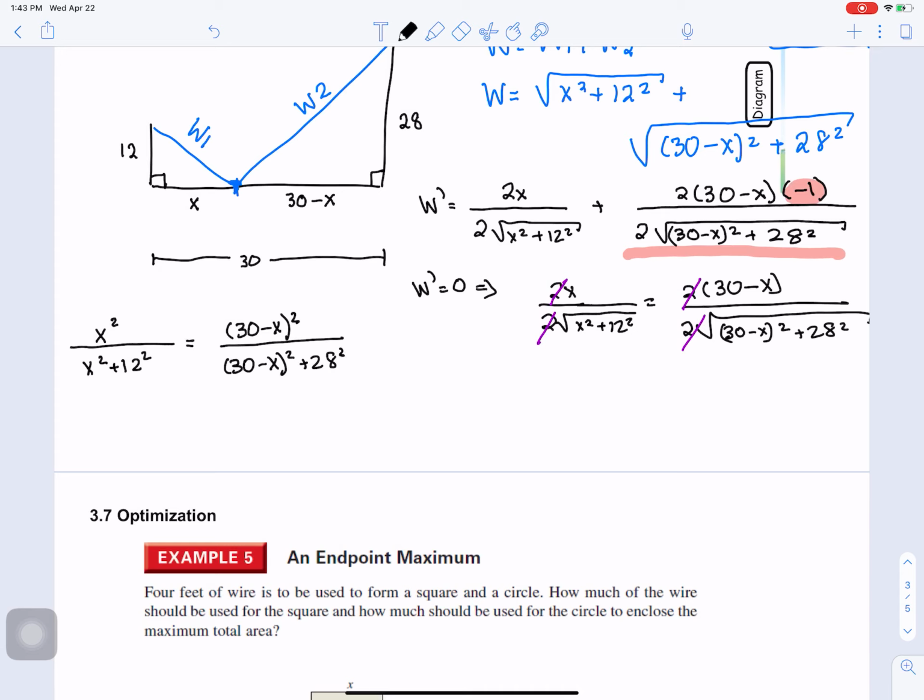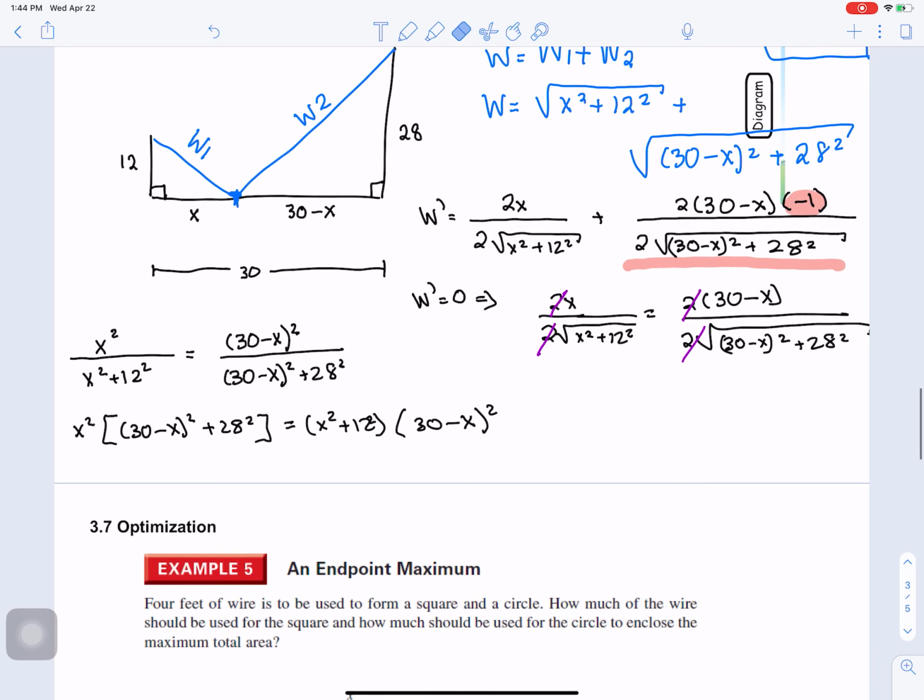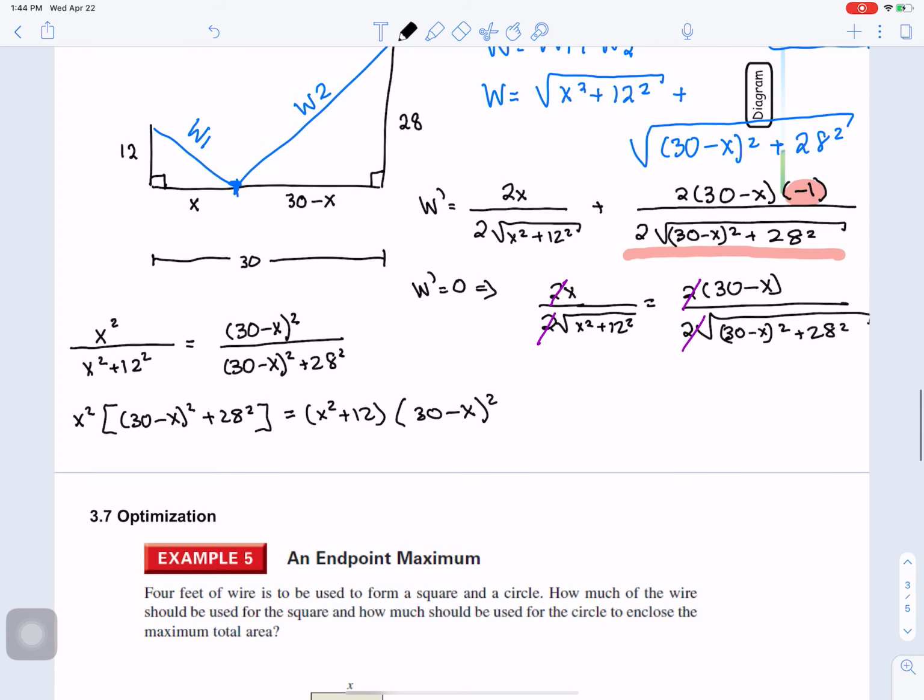Okay, we're going to equate these two things together. So x squared plus (30 minus x) all squared plus 28 squared is equal to x squared plus 12 squared times (30 minus x) all squared. Let's clean that up a little bit.